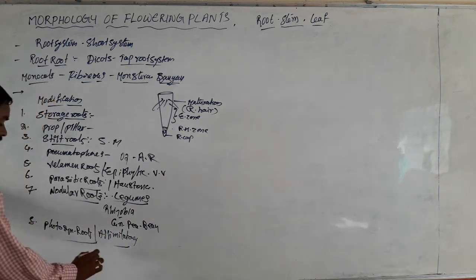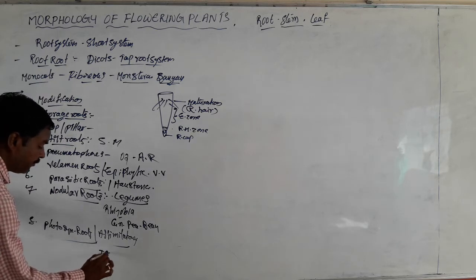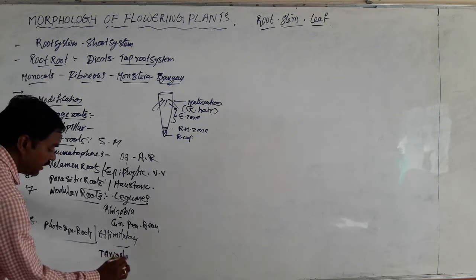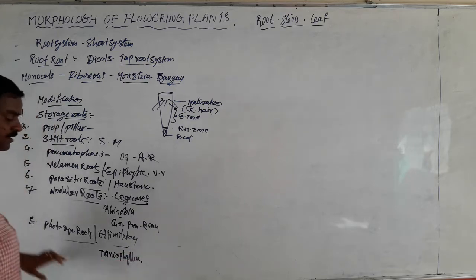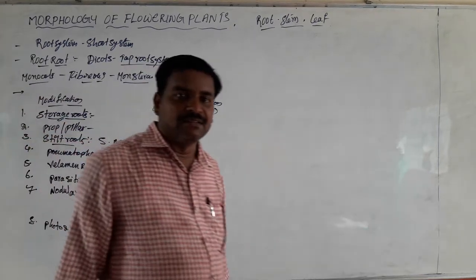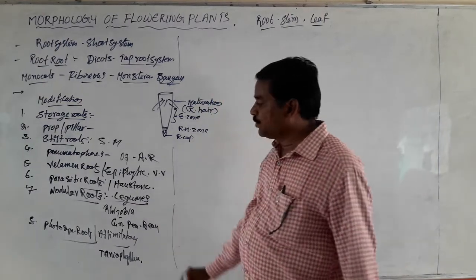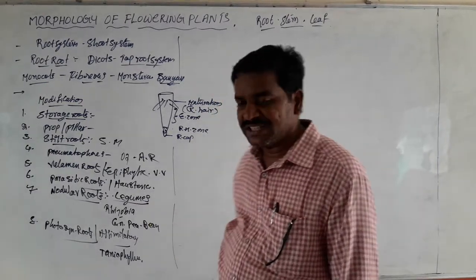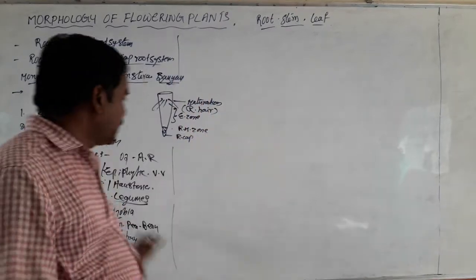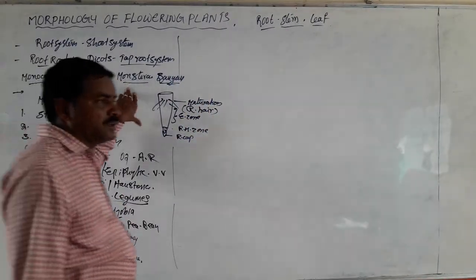In case of Taeniophyllum, roots are green, flattened, leaf-like. They maintain photosynthesis. Such roots that maintain photosynthesis are called photosynthetic roots. Okay, there are a total of 8 types of root modifications.